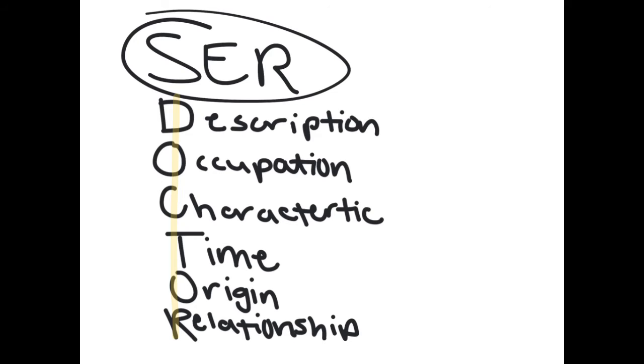So now characteristic we kind of already talked about. That's really similar to description, except characteristic is more talking about people. So like ella es morena is like she is dark skinned or has dark features. So that's something that's permanent and a descriptor for a person. So that's why it's a characteristic.